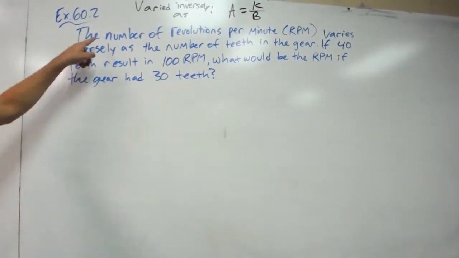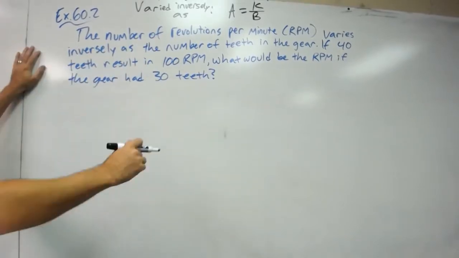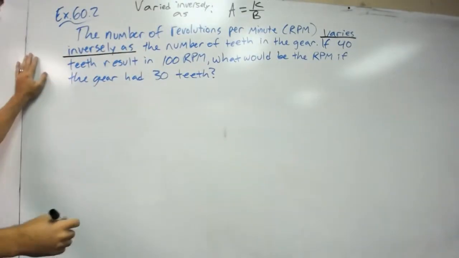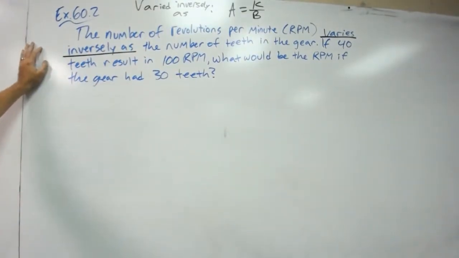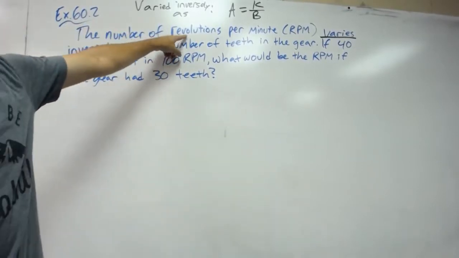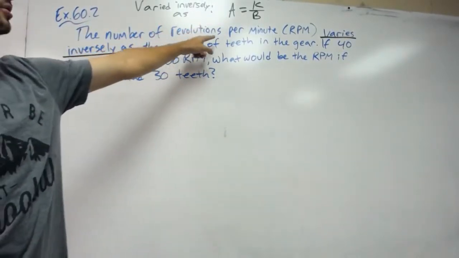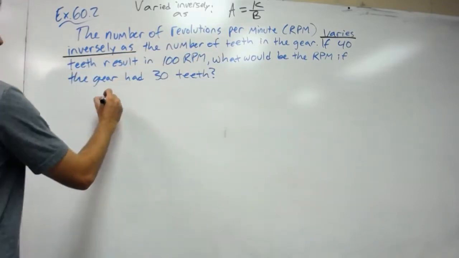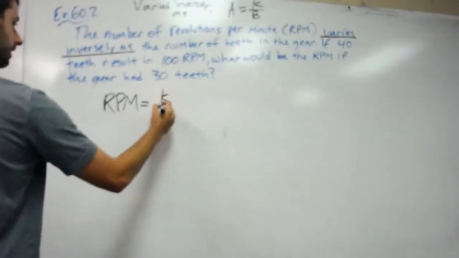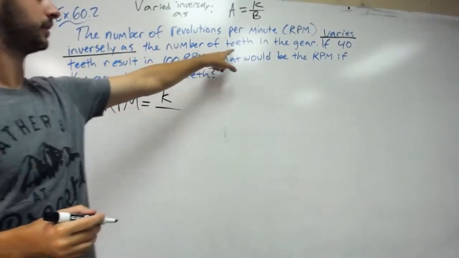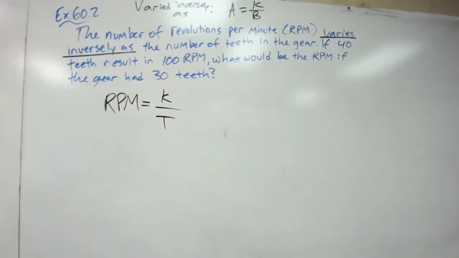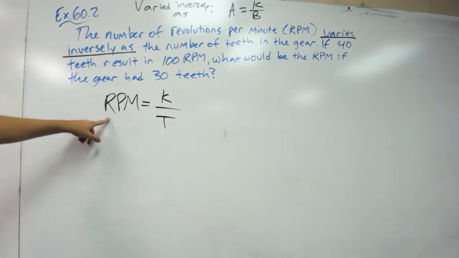Now let's read the problem. The number of revolutions per minute varies inversely as the number of teeth in the gear. So we can write, what is our A? Our A is revolutions per minute. I'm going to write RPM equals K over, what is our second variable? Number of teeth. So I'm going to put T for teeth. So this is our varied inversely as equation.